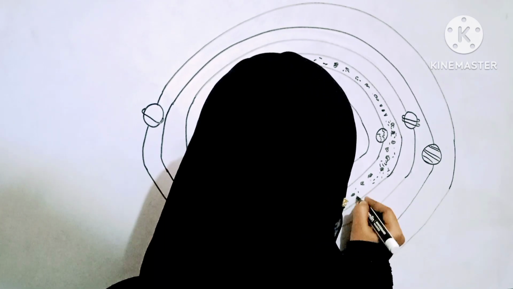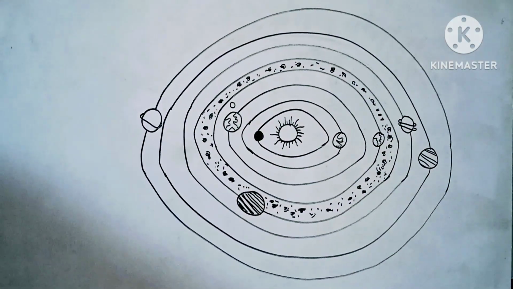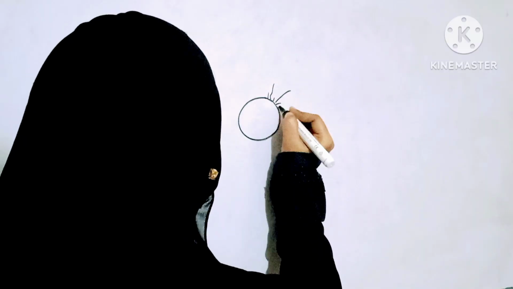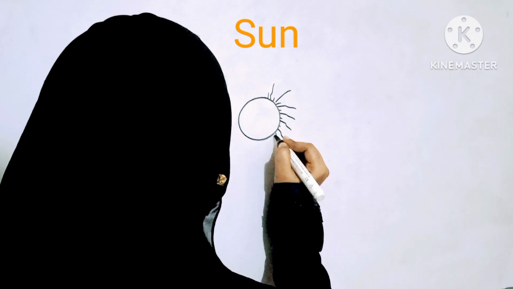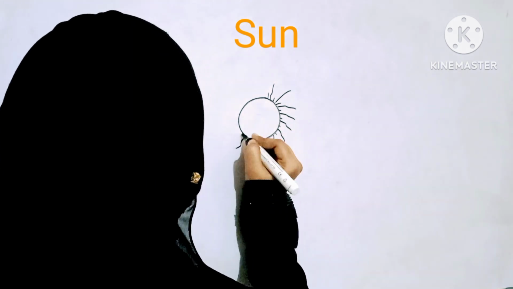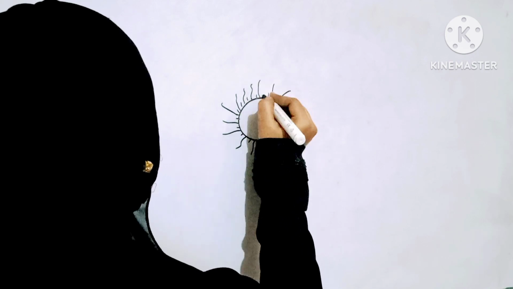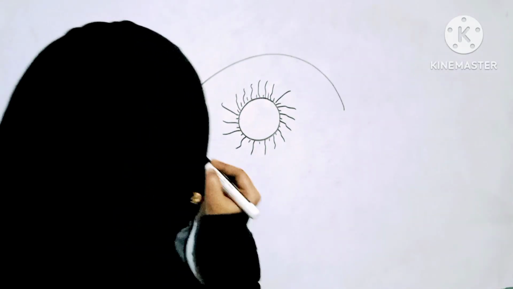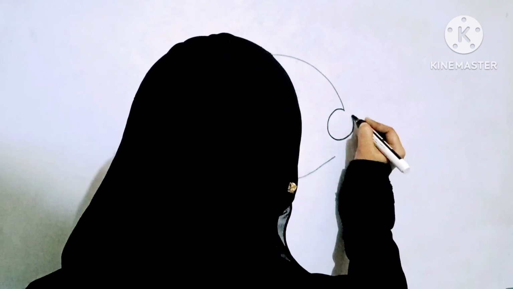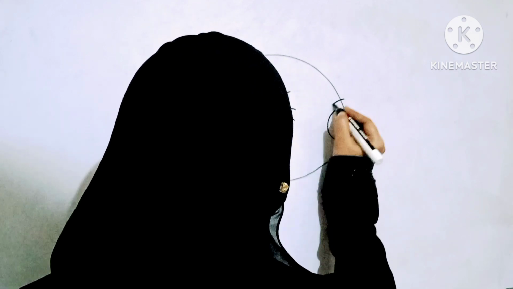Here I am drawing another diagram, that is sun, moon and the earth. The moon is a natural satellite of the earth. It goes around the earth in an orbit. The moon is made up of rocks. The moon does not have any light of its own. It reflects the sunlight falling on it.